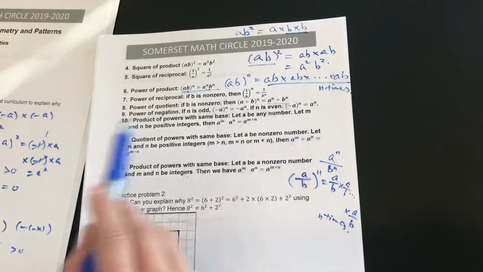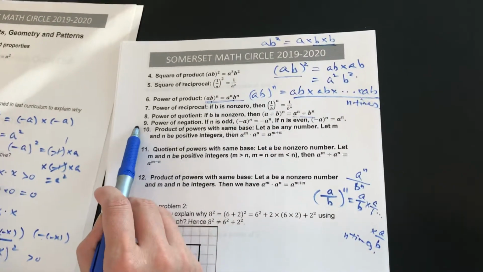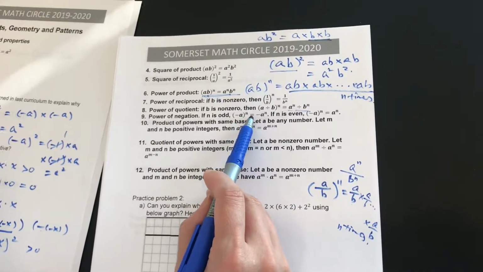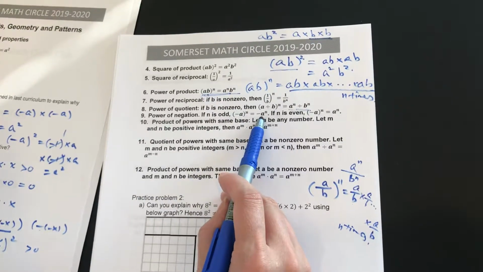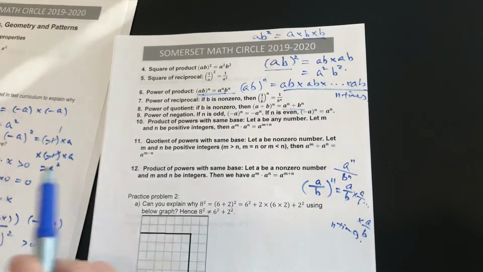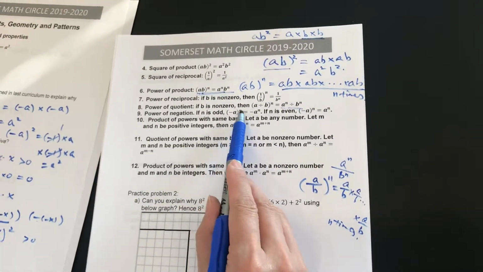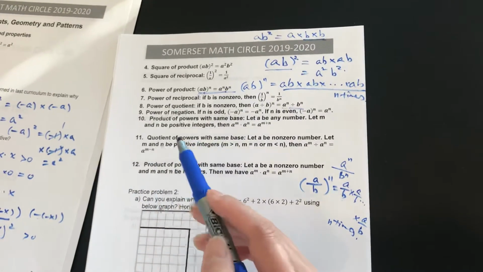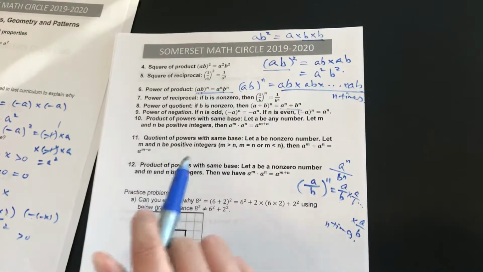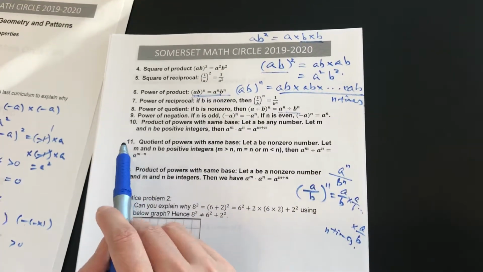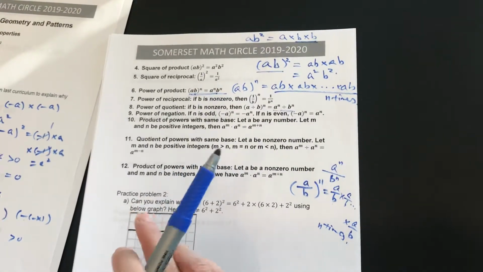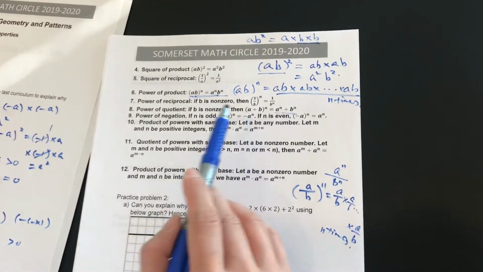Therefore, you have this. Property number 9, power of negation. If n is odd, negative a to the n equals negative a to the power of n. If n is even, you can see that the minus 1 to the power of n is a positive sign because we can look at it as pairs of double negation. If n is odd, then when you do all the double negations, there's always one negative sign remaining. So therefore, that's a negative sign here.